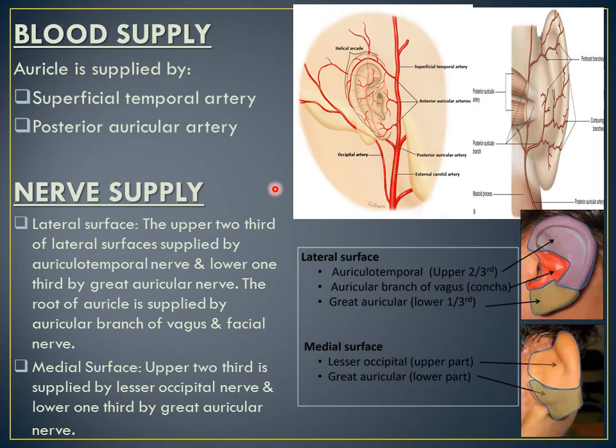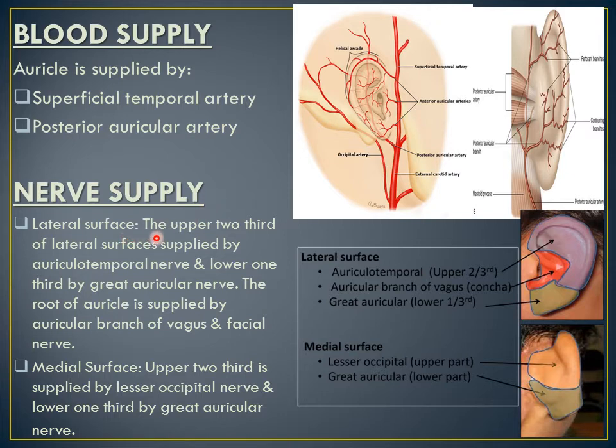Now the blood supply of the auricle. The lateral or outer surface of the auricle is supplied by a branch from the superficial temporal artery, while the medial or inner surface is supplied by the posterior auricular artery as well as the occipital artery, and veins accompany the arteries. Nerve supply.